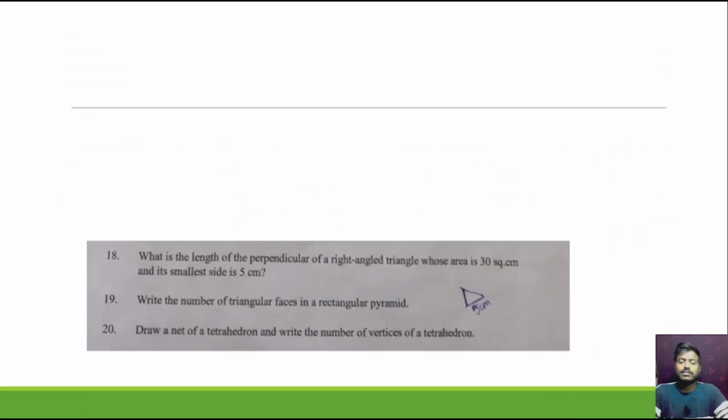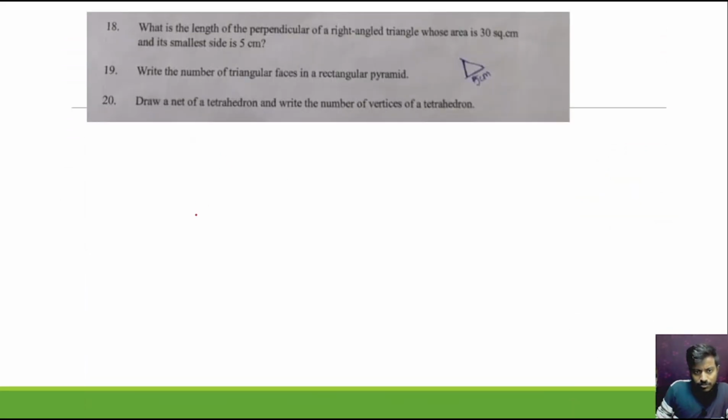Draw the net of the tetrahedron and write the number of vertices of the tetrahedron. Okay. First, to draw the net of the tetrahedron, you first draw a triangle. On one side also draw a triangle. Here also draw a triangle. Here also draw a triangle. This is the net of the tetrahedron. Write the number of vertices. The number of vertices means 1, 2, 3.